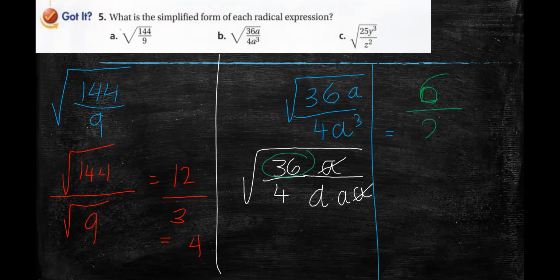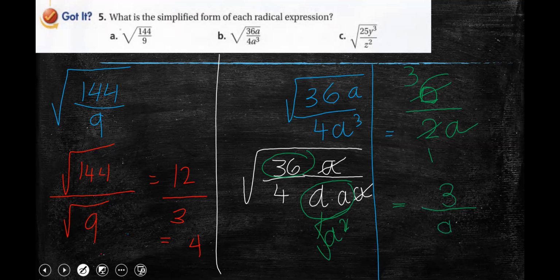2. And since here we have a squared, the square root and the square cancel each other. So how many a's do we have here? 1a, which is in the denominator. Then 6 over 2, let's simplify. 6 over 2 is 3. So the final answer is 3 over a.